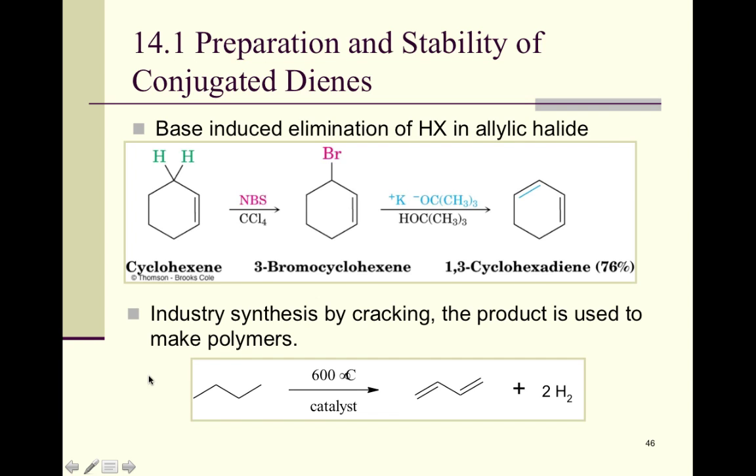Another way to prepare a conjugated diene is the industrial synthesis by cracking, and the product is used to make polymers. Go ahead and make sure that you have a degrees C sign here. Remember, for some reason when I have it on my Mac, I get an infinity sign, so this is 600 degrees C with a catalyst, and this cracking method produces a conjugated diene.